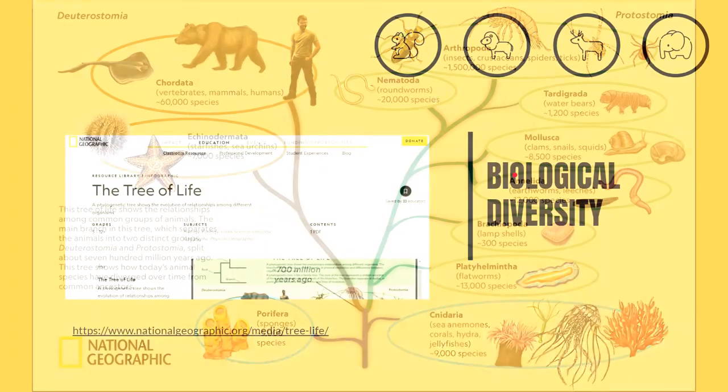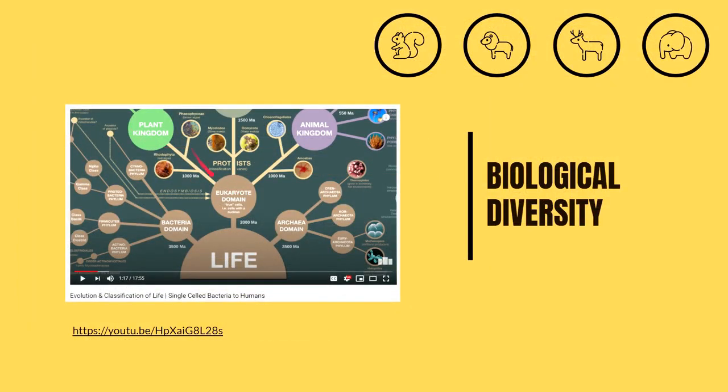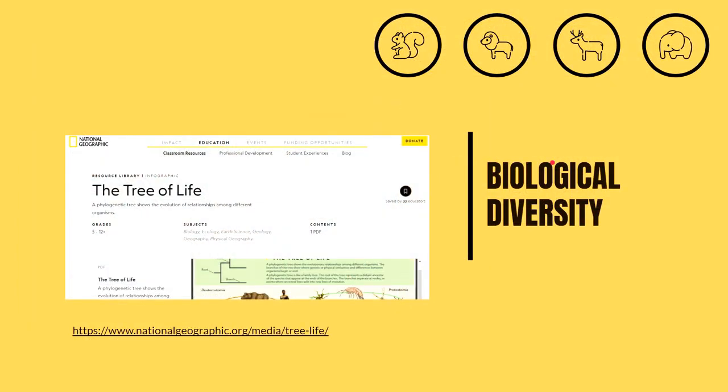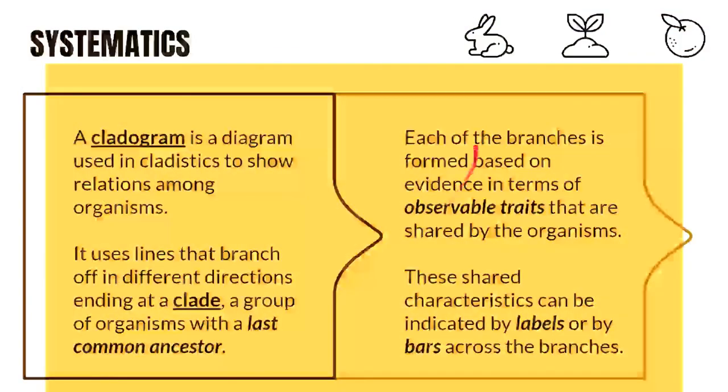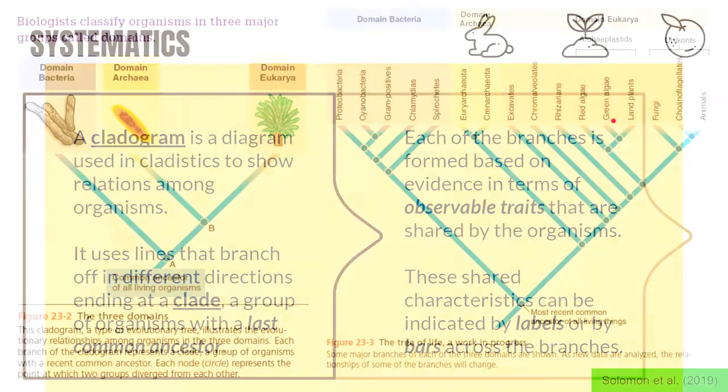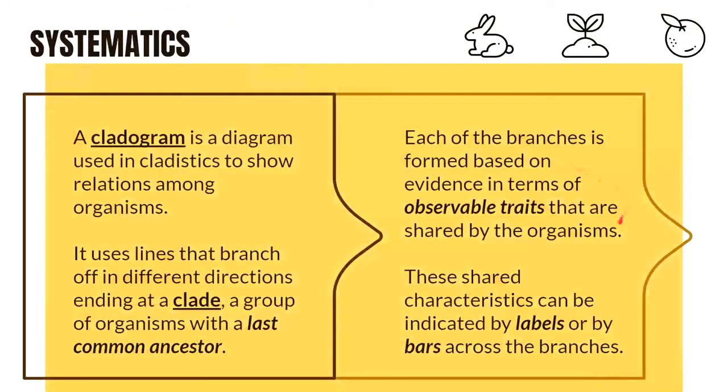So phylogenetic trees look like branches of a tree like this, branching off that way. But cladograms have this fixed line of organisms, and then at the bottom, cladograms try to show us their common ancestors based on observable traits. So the branches are formed based on observable traits that are shared by these organisms. These shared characteristics can be indicated by labels or by bars across the branches.